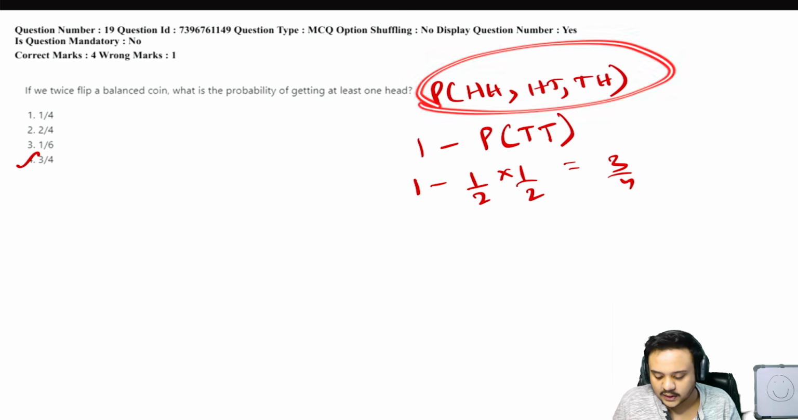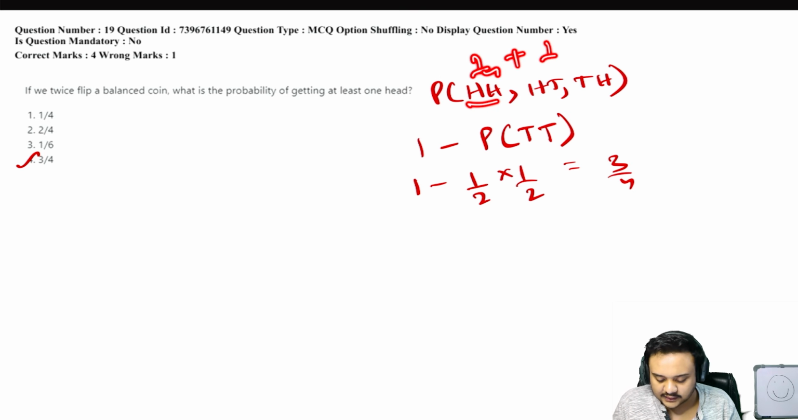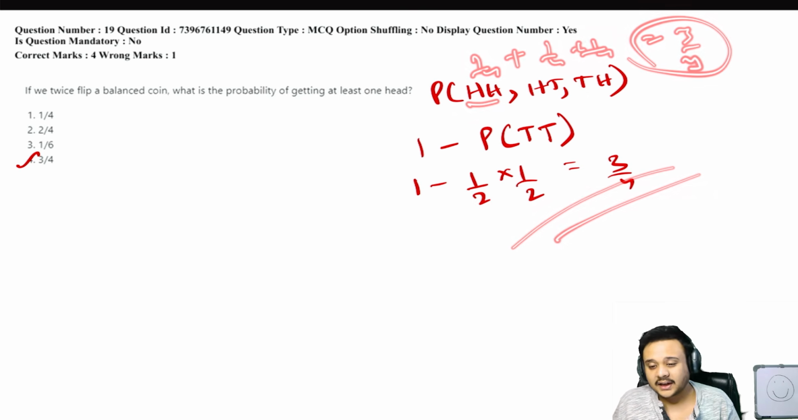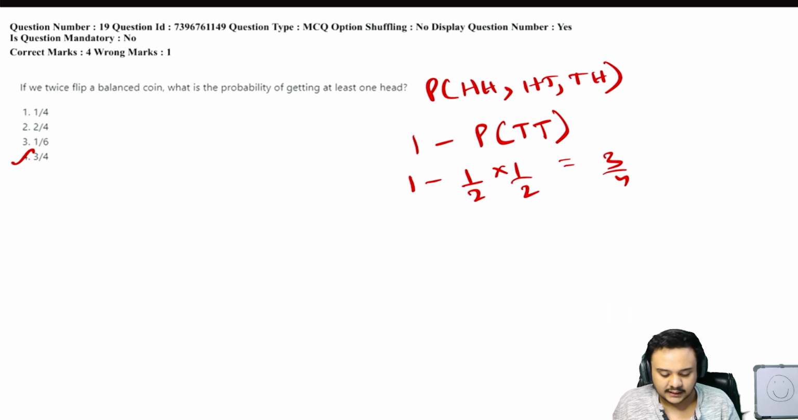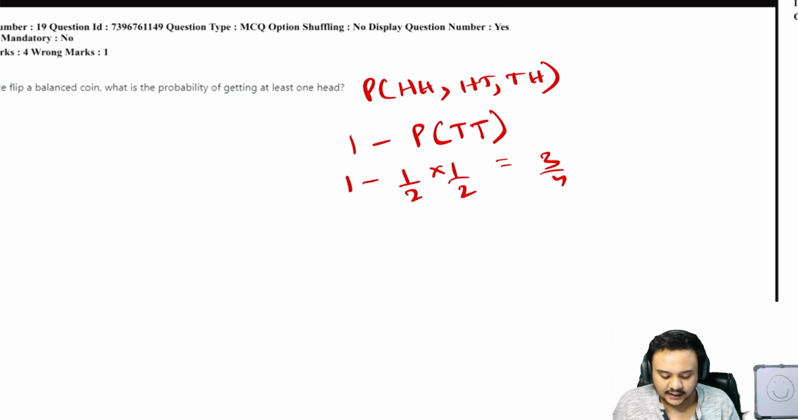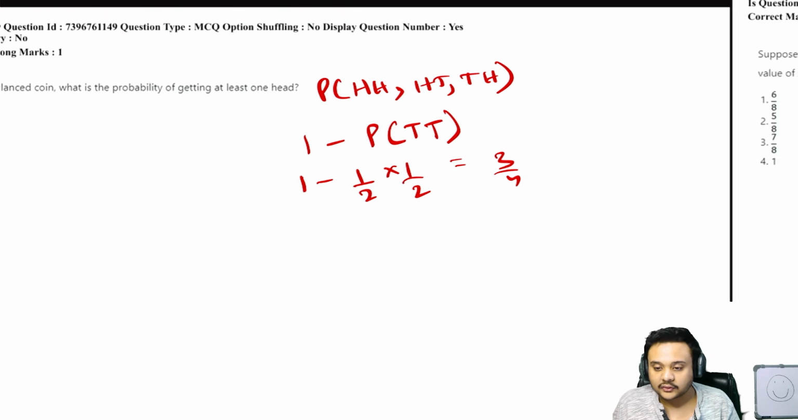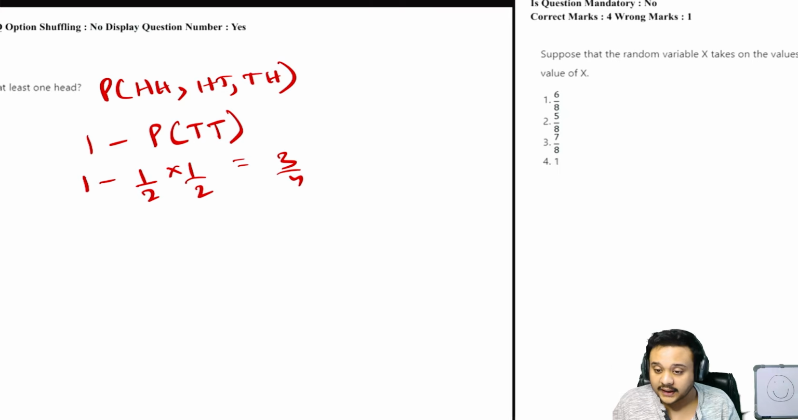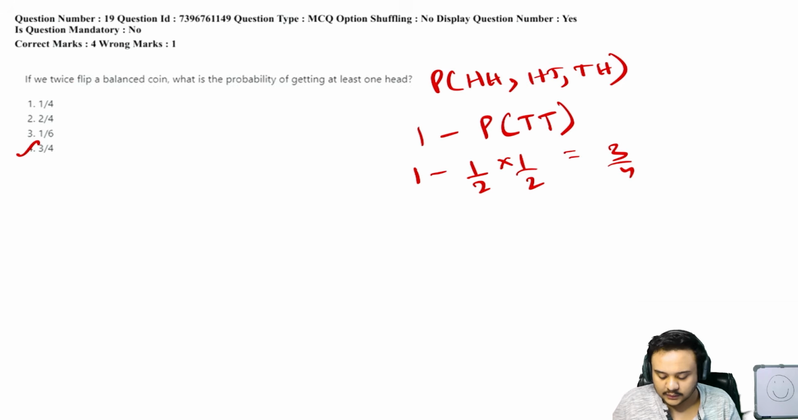Or you can go this way as well: HH is 1 by 4, plus again 1 by 4, plus 1 by 4, so 3 by 4. This is a very easy question by the standards of any other exam. That is why the probability and maths part of the CUET is relatively very easy, right? So let us move on.